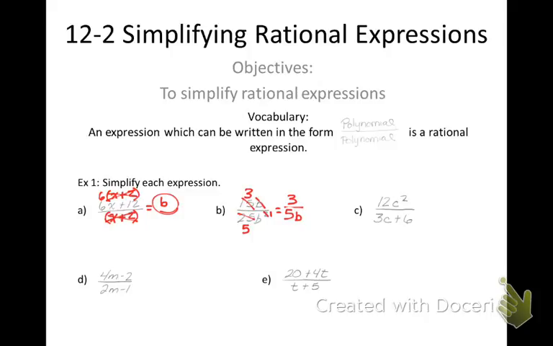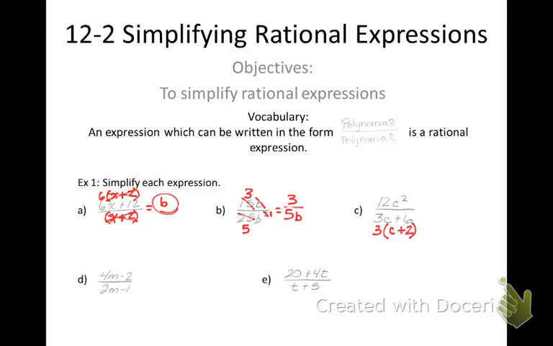Okay, C. Is there an adding or subtracting on the top? No, so you can't factor anything out. But can I factor something on the bottom? Yes. What number could be taken out of 3 and 6? 3. What's left over? C plus 2. 3 goes into 6 twice.